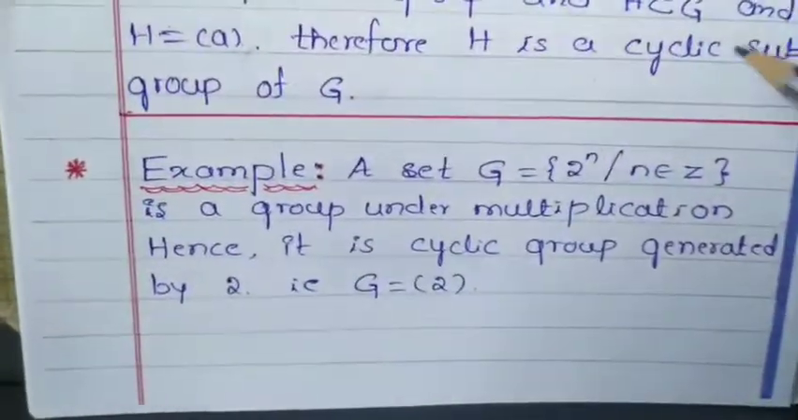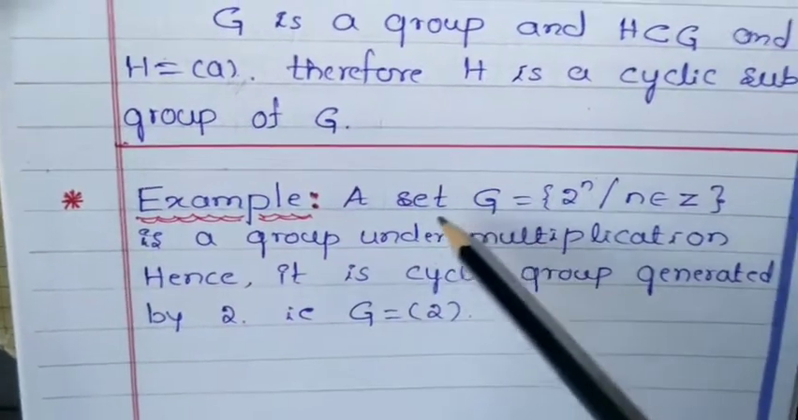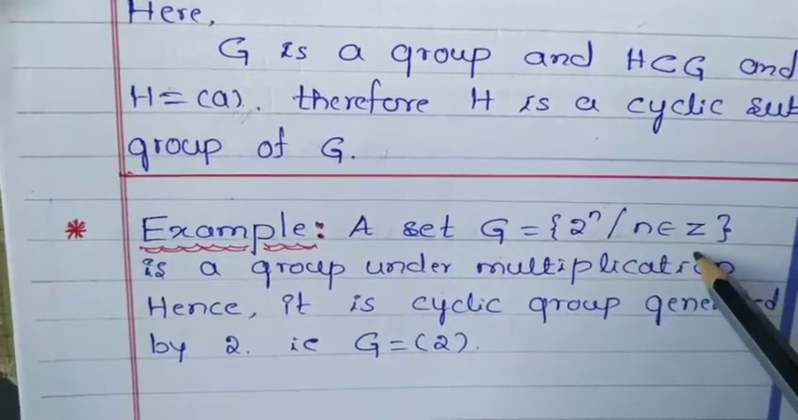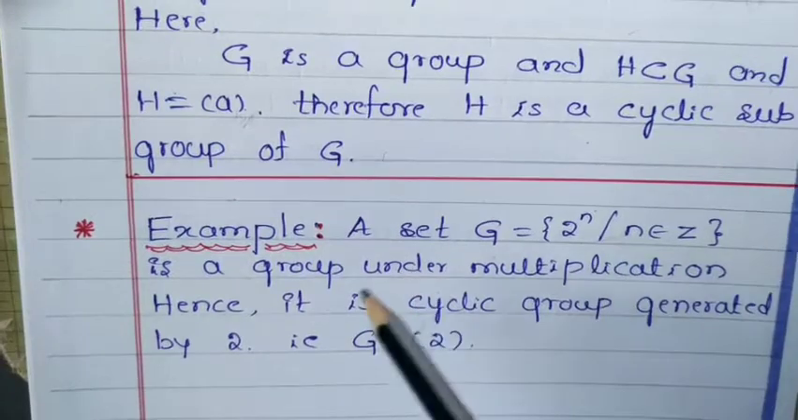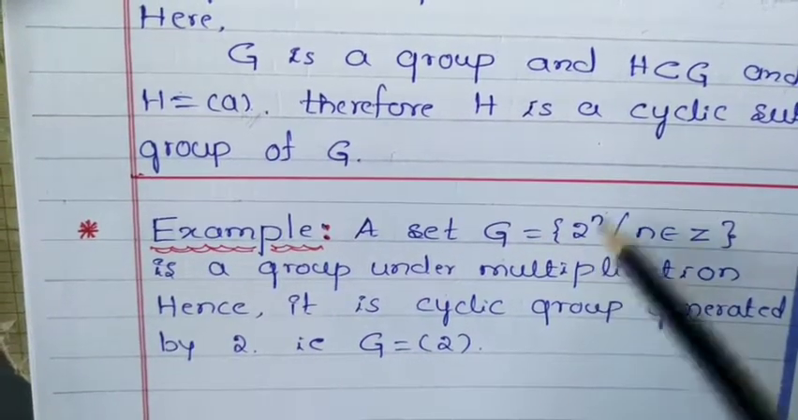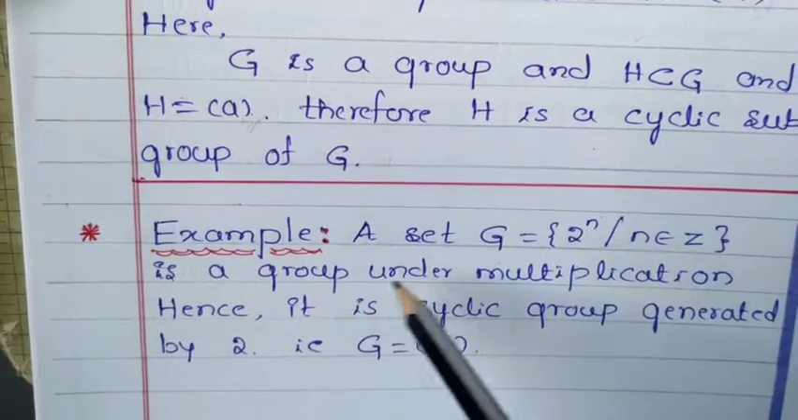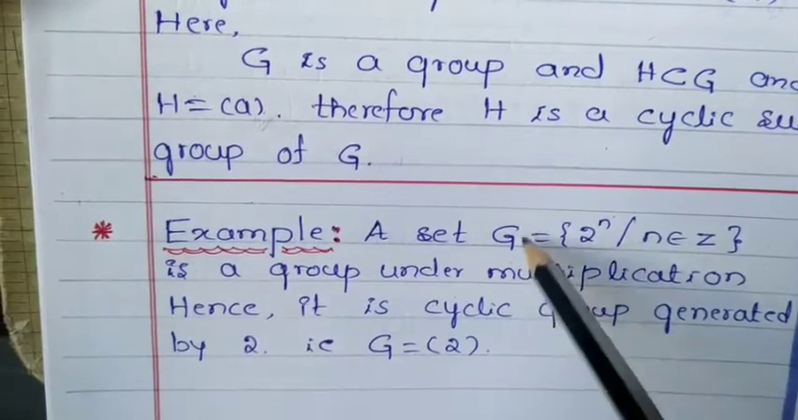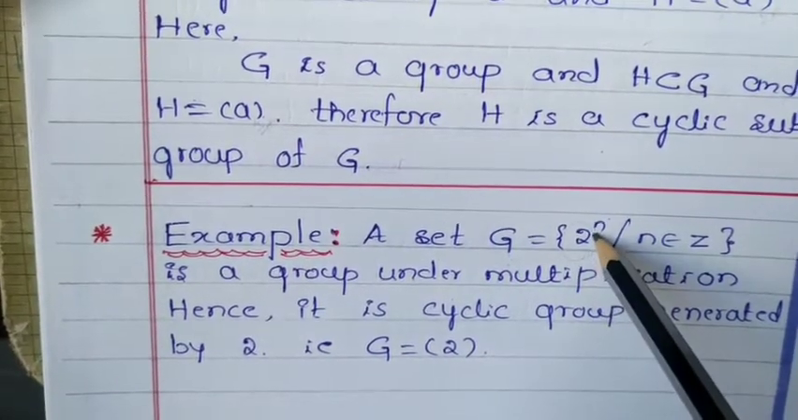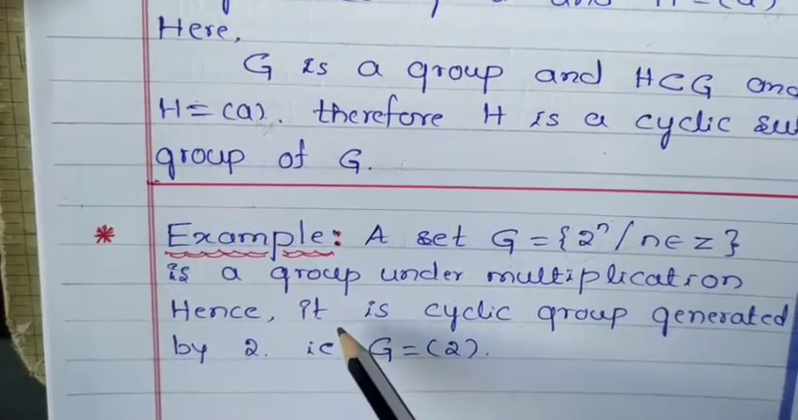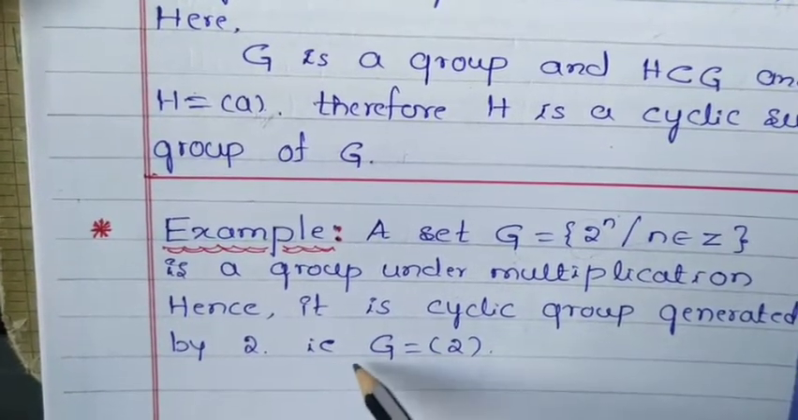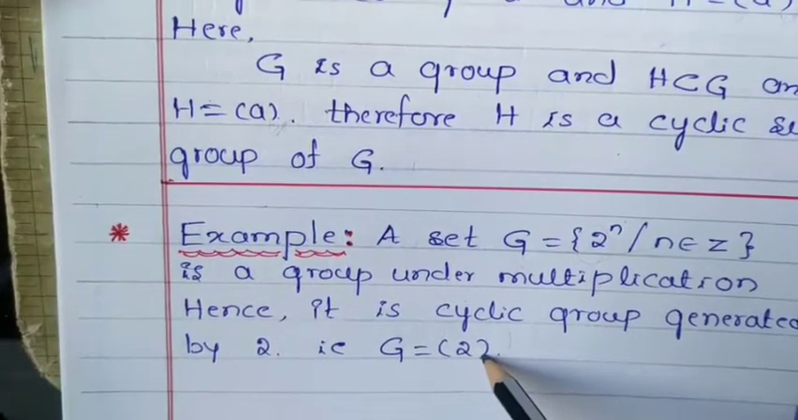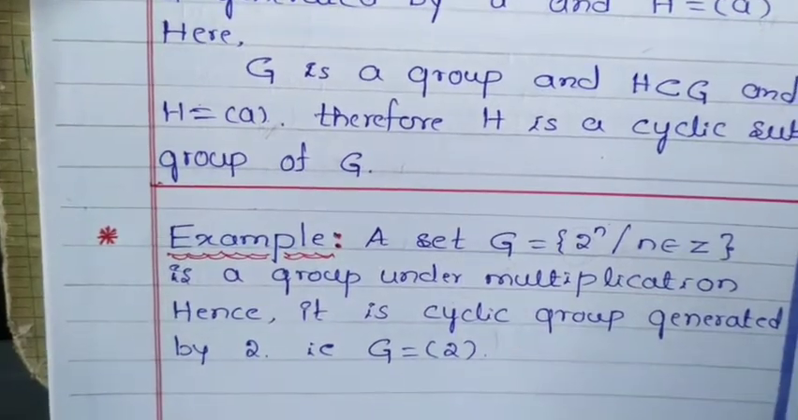Example for this one. Consider the set G equal to 2 raised to n for every n belongs to Z, which is a group under multiplication. That is, G is a group formed by numbers of the type 2 raised to n, or in other words you can say it is a cyclic group generated by 2, and it is denoted by G equal to bracket 2, the cyclic group generated by 2. So, this is an example of a cyclic group.